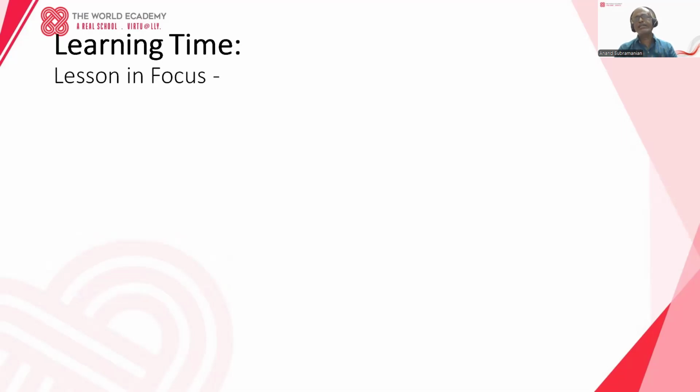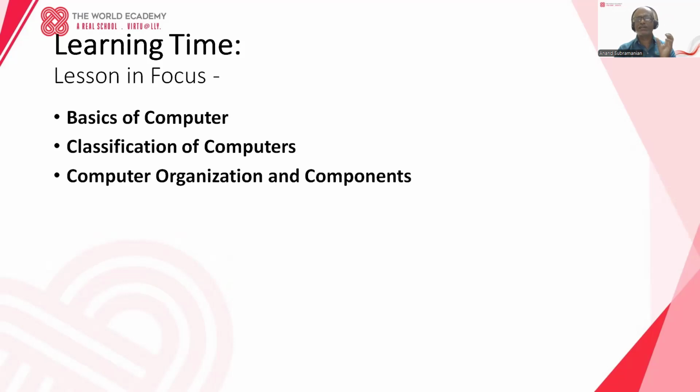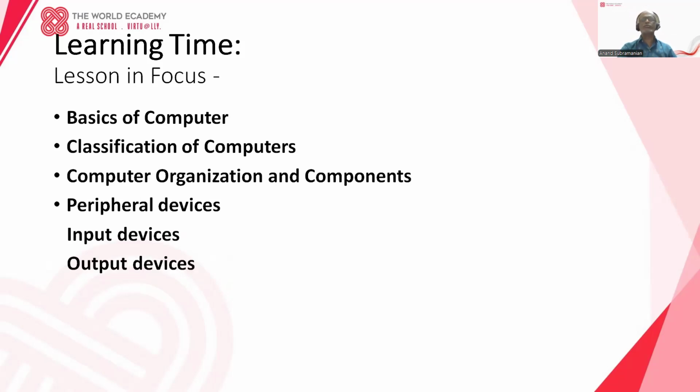Okay, now the learning time. Now what are we going to learn, we will see one by one. Basics of computer. What is the computer? What are the functions? Characteristics and all we are going to learn. Classification of computer. Basics of computers, components of computers, components of CPU, then peripheral devices like input and output devices. All these we are going to learn.